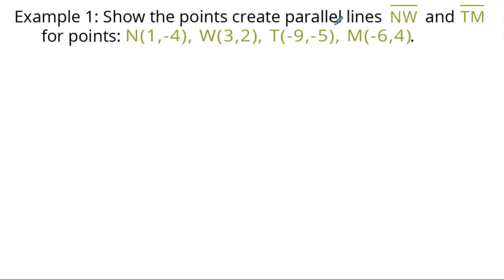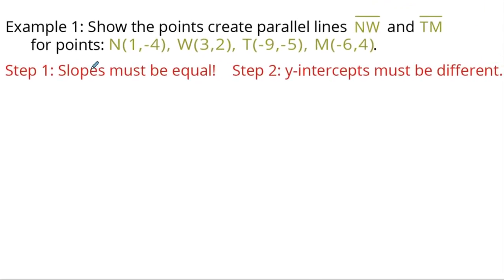Remember, parallel lines are lines that do not intersect, and more importantly, they move in the same direction. To find out what direction points and lines are going to move and create on a graph, we find the slope. Remember, parallel lines move in the same direction, therefore your slopes must be equal to each other. Also very important, your y-intercepts must be different. If they're the same, they fall on top of each other and only create one line. So step one, your slopes must be equal.